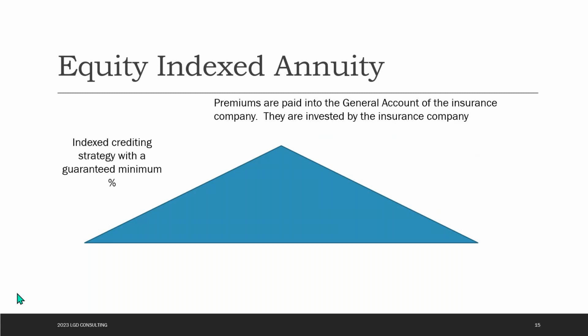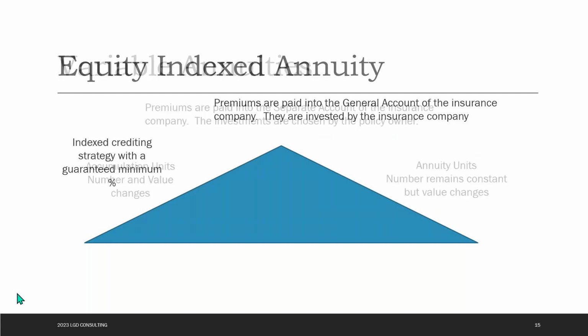Okay. But again, in this situation, the insurance company basically chooses the investments and gives you their clone or mimic of the S&P 500. All right. Which is kind of good. It's kind of neat that you get the upswing indirectly to the stock market through an index with a guaranteed minimum. And that's how that works.